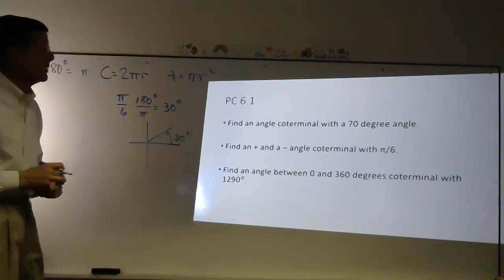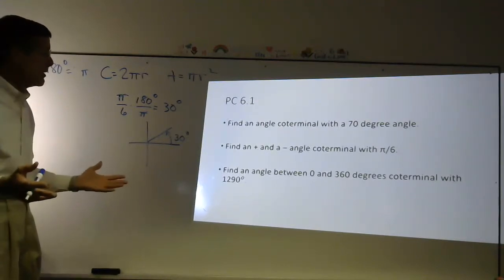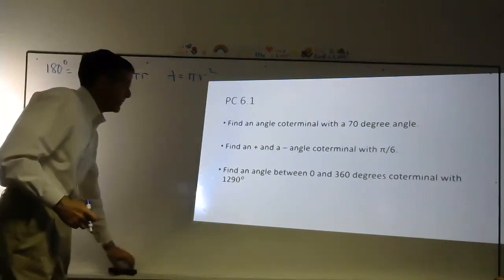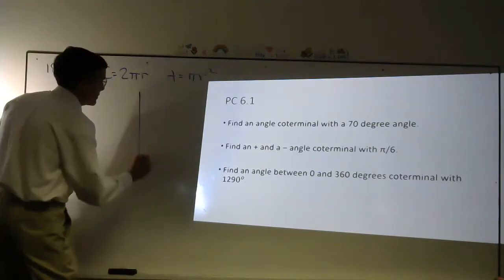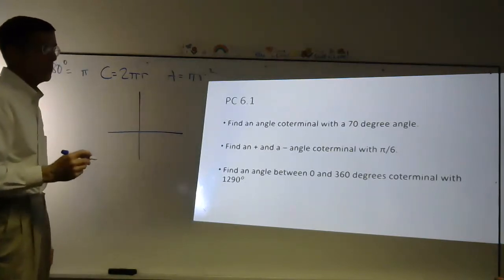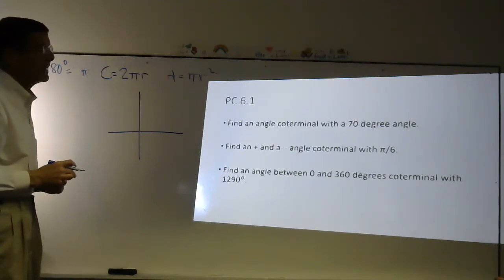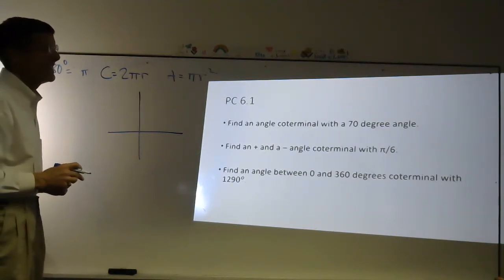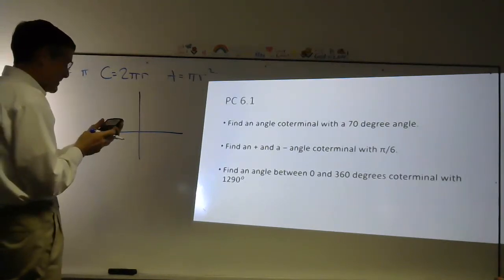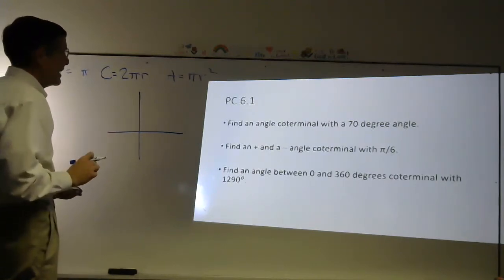Find an angle between 0 and 360 coterminal with 1290. Holy smokes. 1290 is a lot of revolutions. See if we can do it. We're going to start here. If you make one revolution, you're at 360. If you make another one, you're at 720. If you make another one, you're at 1080, I think. Let me double check that. 720 plus 360 is 1080, right.